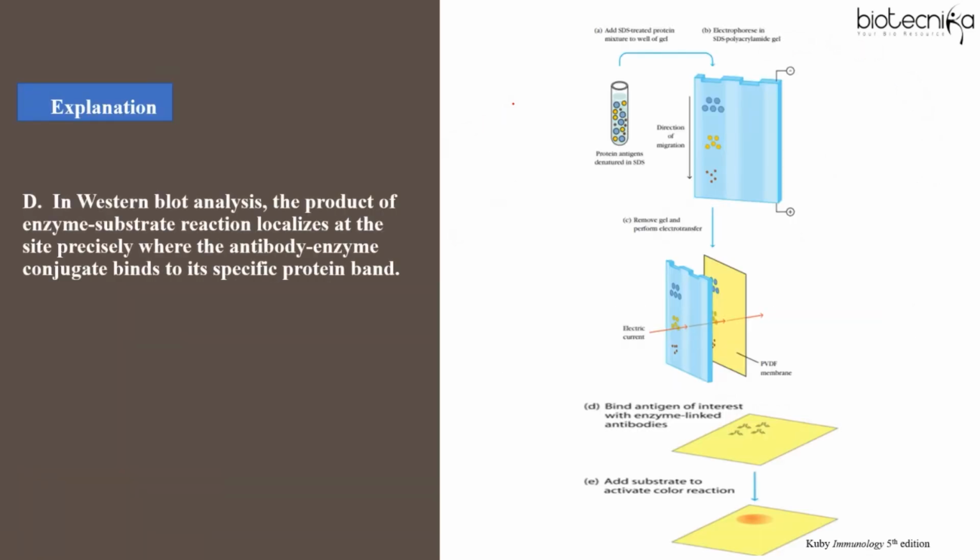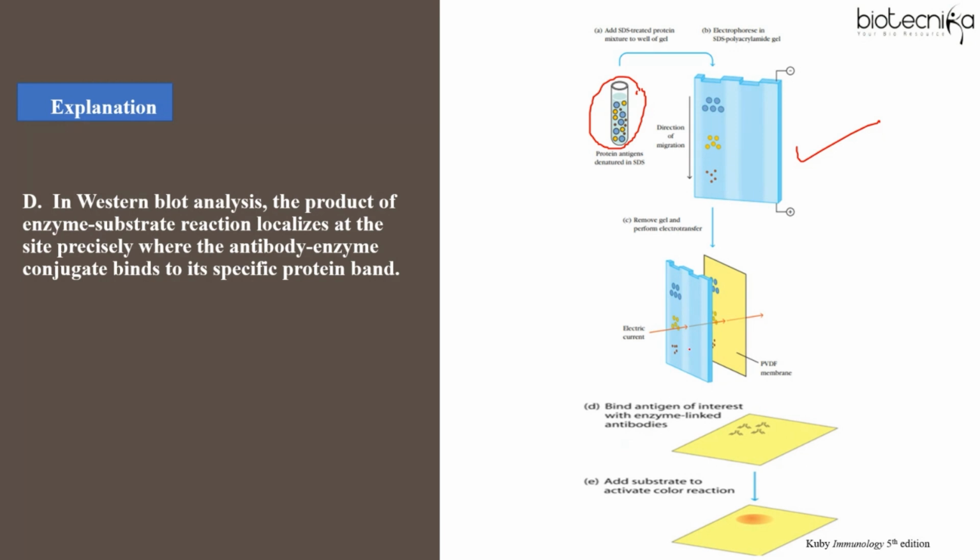And coming to the last statement, that in Western blot analysis, the product of enzyme substrate reaction localizes at the site precisely where antibody enzyme conjugate binds to its specific protein band. So Western blot is a technique which we use to analyze the proteins in the sample, to find out a particular protein, whether it is there in a sample or not. So here you can see the overview of the technique, that you isolate the proteins from the sample, let's say a cell or a tissue. Now there is not a single protein in the cell, many proteins can be there. So you separate them by performing SDS polyacrylamide gel electrophoresis.